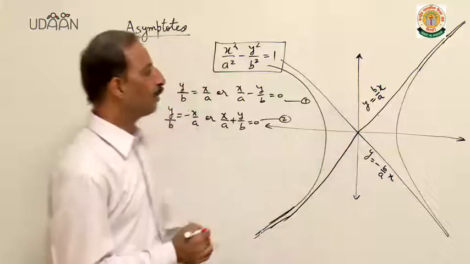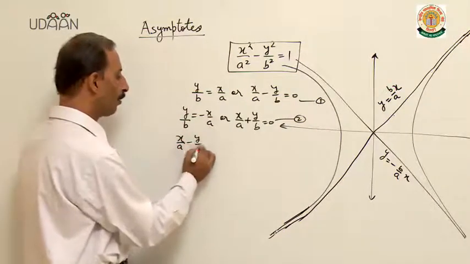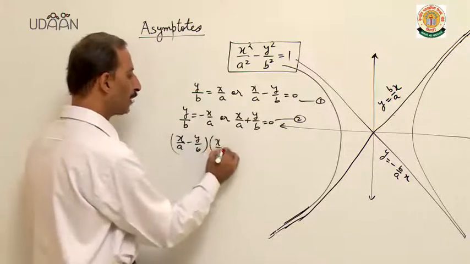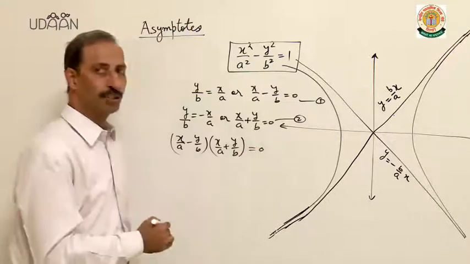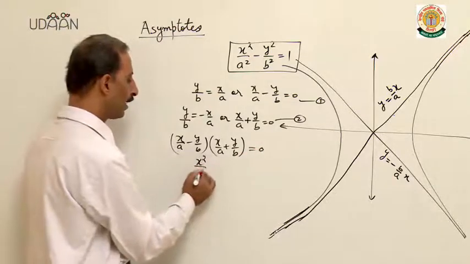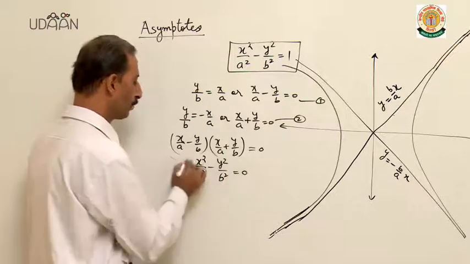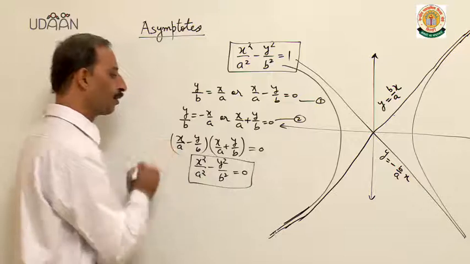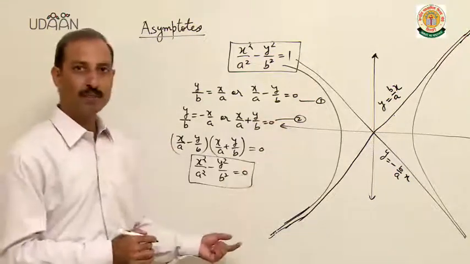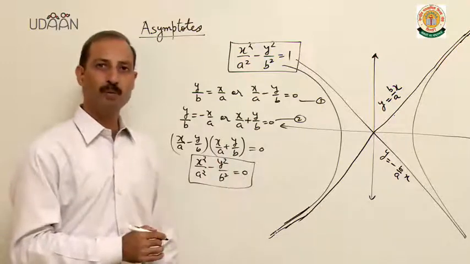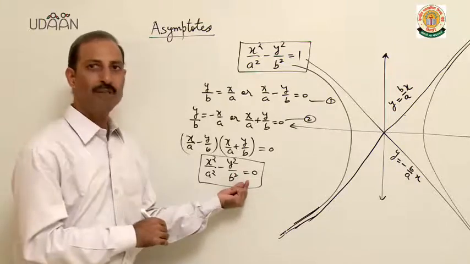The combined equation of these two lines is given by x upon a minus y upon b equal to 0 and x upon a plus y upon b equal to 0. If you multiply these two, you will get x square upon a square minus y square upon b square equal to 0. That is the combined equation of asymptotes. These are two straight lines which touch the hyperbola at infinity. So this is the equation of asymptotes.